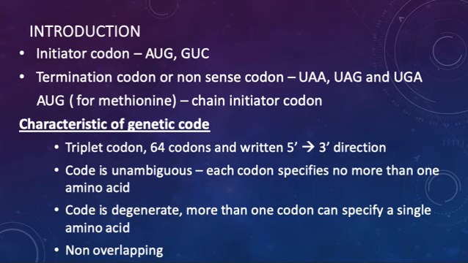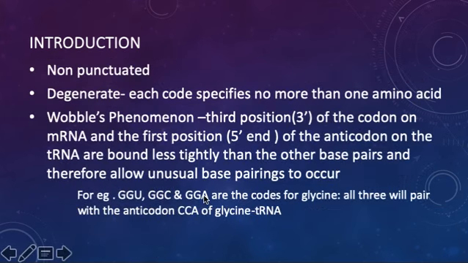So the code is degenerate, that is more than one codon can specify a single amino acid, and these codons are non-overlapping, that is they don't come in between each other and they don't have any commas or full stops or anything like that. Okay, so that is non-overlapping, and then they are non-punctuating. Okay, and each codon specifies no more than one single amino acid.